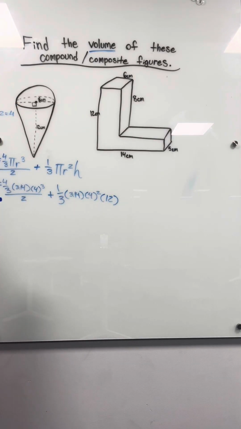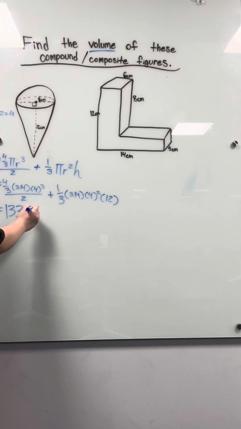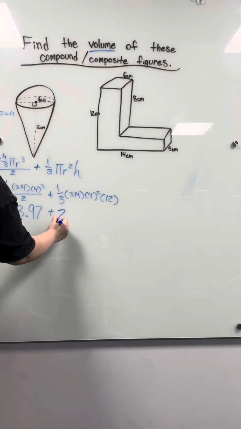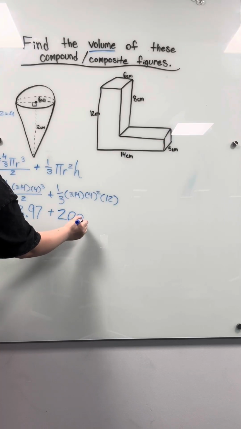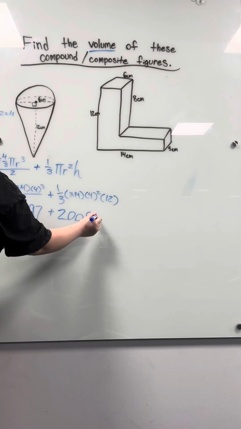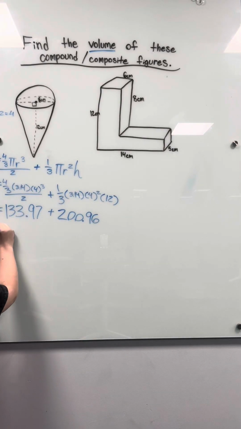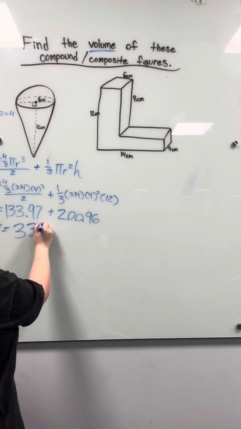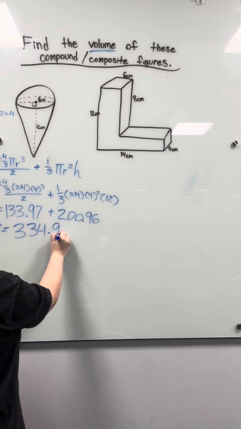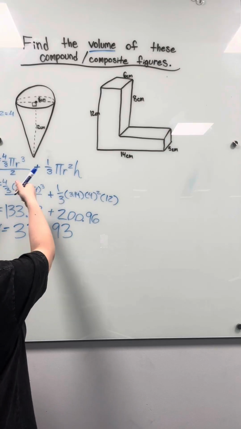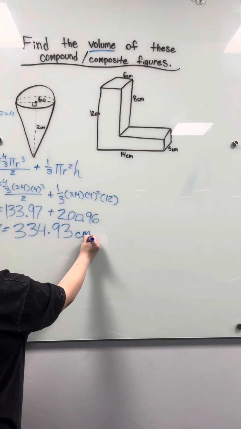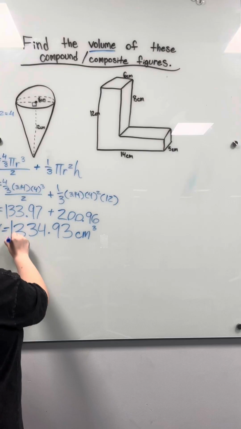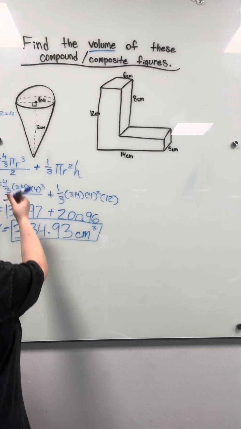So when we calculate all of that together, we should get 133.97. Our volume of our cone on our calculator should have been 200.96. And when we add both of these together, our volume should be 334.93, and remember to add our units. Our units are centimeters, and since it's volume, it will be cubed. And this will be our answer for this compound figure here.